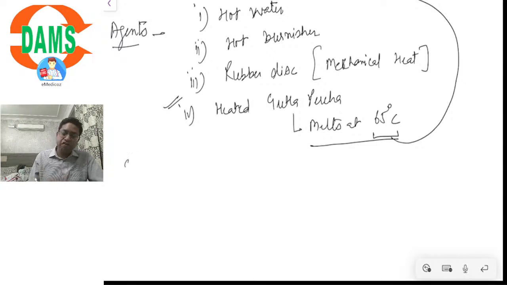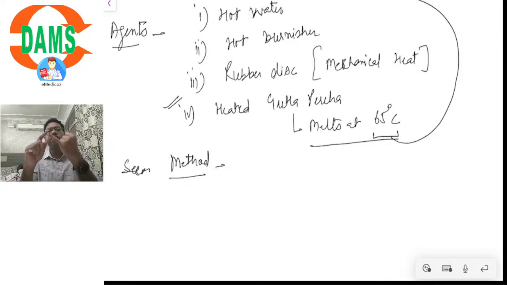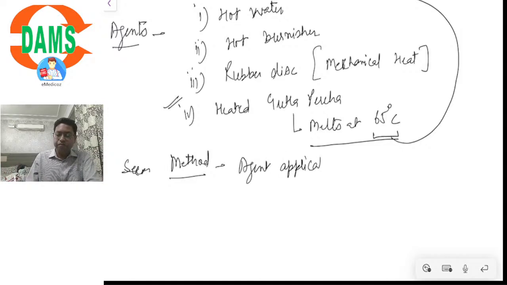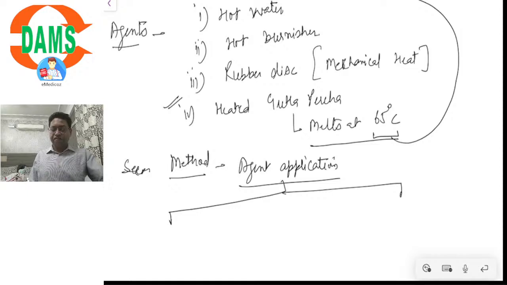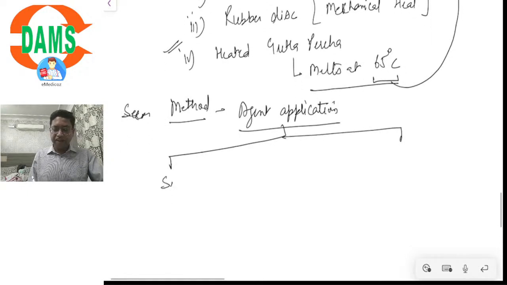What is the sequence or method of testing? The method of testing, basically the three cardinal points remain the same. That is, adjacent and contralateral teeth should be tested first. We have to isolate the teeth under rubber dam, and the direction of testing would be from posterior to anterior in each quadrant. They remain the same. Agent application, then again we would talk about two aspects of agent application. One would be site of application, another would be duration of application.